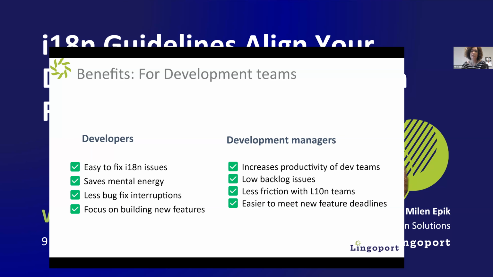And what this means for development managers is that, well, if developers are more productive, then it will be easier for development teams to meet their deadlines. There will be fewer interruptions, which also means less competition for the developer's time to work on features versus fixing bugs, which means less friction between development managers and localization teams, and there'll be fewer issues.